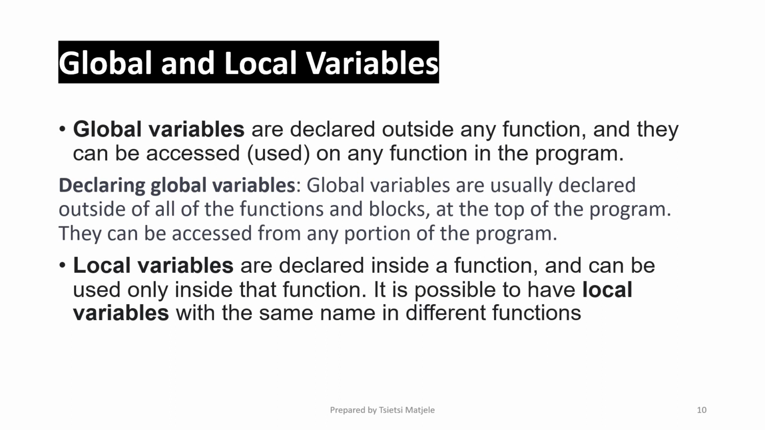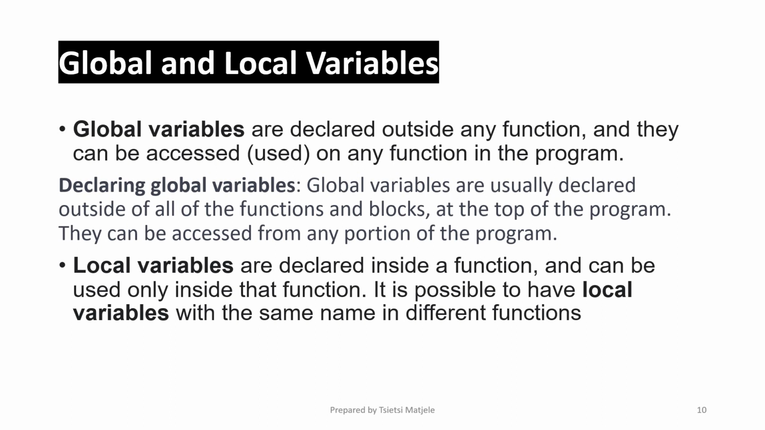So declaring global variables: they are usually declared outside of all the functions and blocks, mainly at the top of the program. They can be accessed from any portion of the program, meaning when they are there, they are global. They can be seen by any function anywhere inside that program. Local variables are declared inside the function.